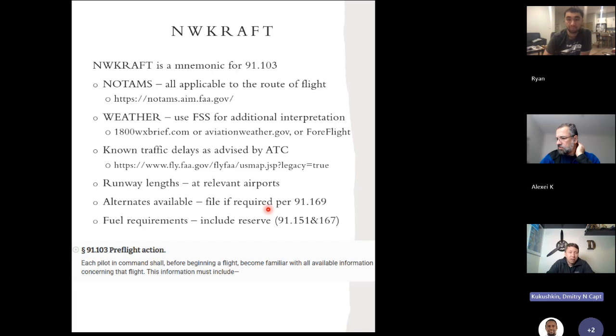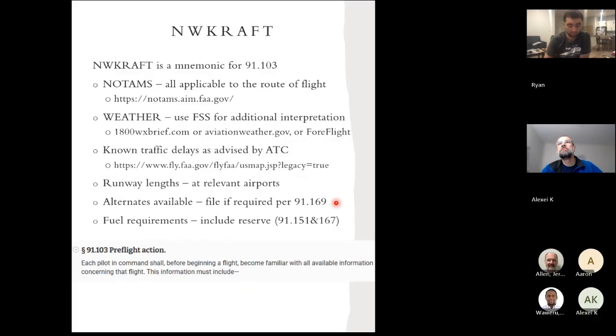That's for the K. Then runway length at relevant airports, obviously, probably some along the flight, definitely departure, alternate, and destination. Then separately, alternate airports available, and if required to file, then you have to file an alternate that's suitable for the scenario that you're flying. And that is another 91.169 item that is worth remembering.